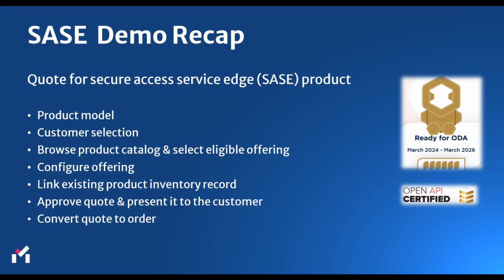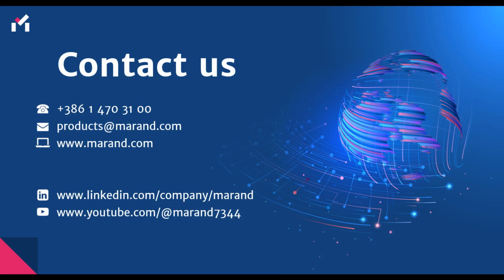Let's recap. We explored how OmniCPQ manages the configuration of a corporate SASE product. We reviewed the product model and initiated the quoting process. Since the customer already had an existing connectivity service, we linked the relevant inventory items. Finally, we approved the quote, presented it to the customer, and created an order upon acceptance. Throughout the process, we also highlighted the appropriate use of TM Forum APIs.